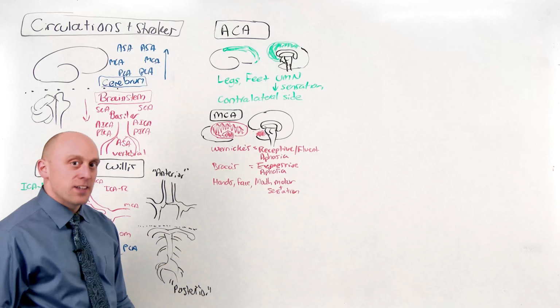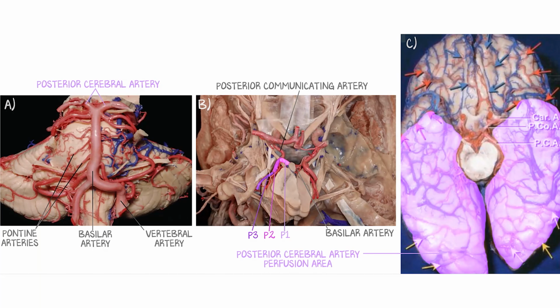Let's talk about the PCA. The posterior cerebral artery territory is actually the most difficult to demonstrate. It's everything not ACA and MCA, which is why I showed you those two first. And after seeing the MCA territory, you could sort of see how much the posterior cerebral artery is going to perfuse, right? It's definitely the occipital lobe, the bottom of the parietal lobe, and anything underneath the temporal lobe that the middle cerebral artery missed.